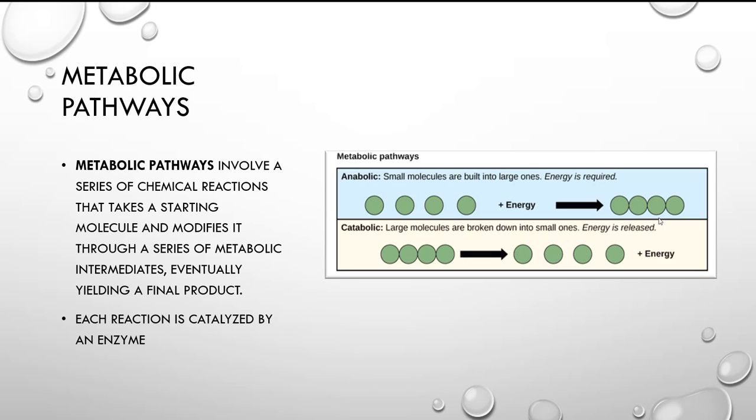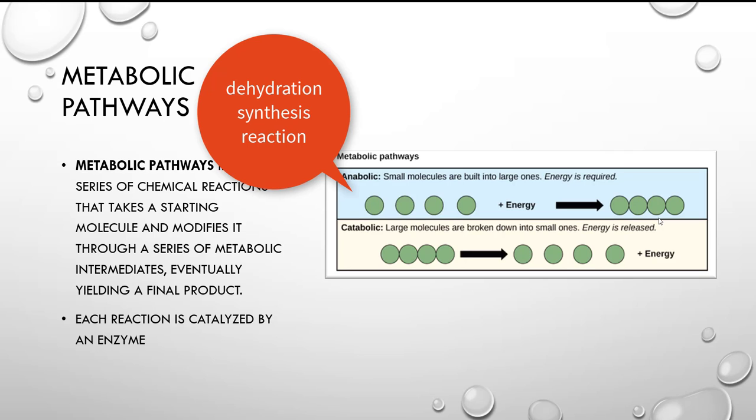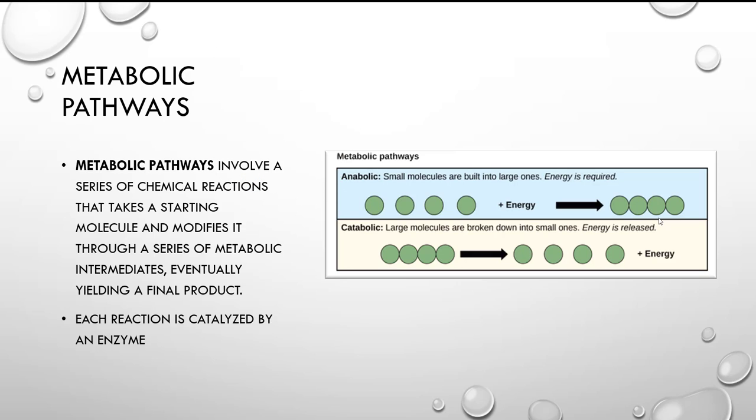Now, this kind of sounds like another type of reaction. It kind of sounds like dehydration synthesis reactions. Remember, in dehydration synthesis reactions, we take our monomers and remove water in order to bring the monomers together to form the polymers. So that would be an example of an anabolic reaction. It requires energy in order to bring those two monomers together. Okay, so that would be an anabolic reaction.